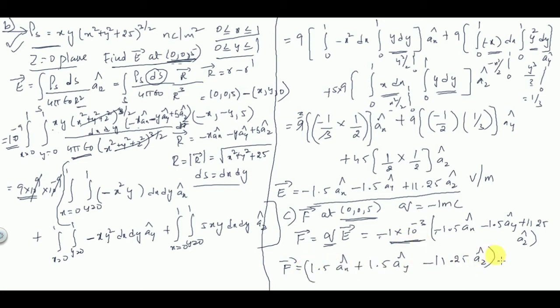This 10 to the power of minus 3 I am taking as millinewtons, in the units I am writing it as millinewtons. So this is how we can solve a given problem based on sheet charge. You can find the total charge, you can find the electric field intensity, you can find the force also.